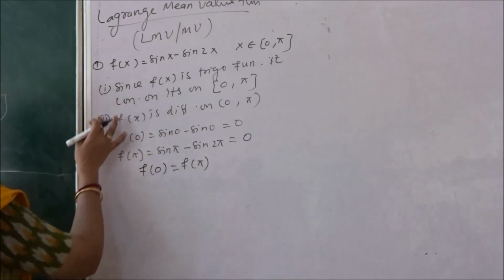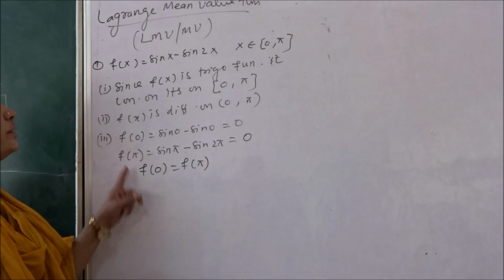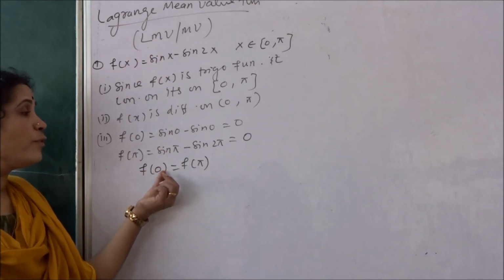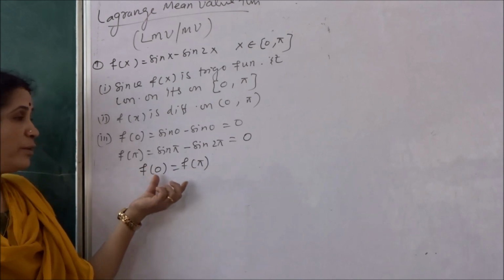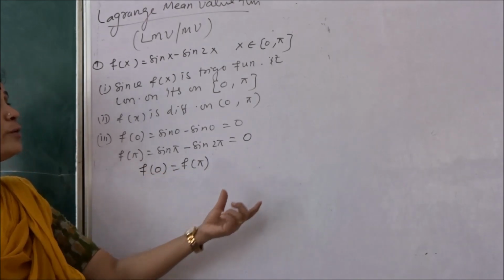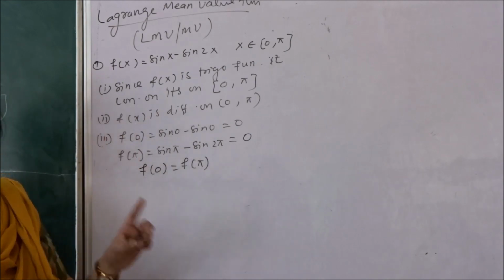So if any one condition fails, then we cannot go for LMV. See, LMV says f of a is not equal to f of b, but we are getting f of a equal to f of b. So here you can proceed with Rolle's theorem, but LMV is not applicable.